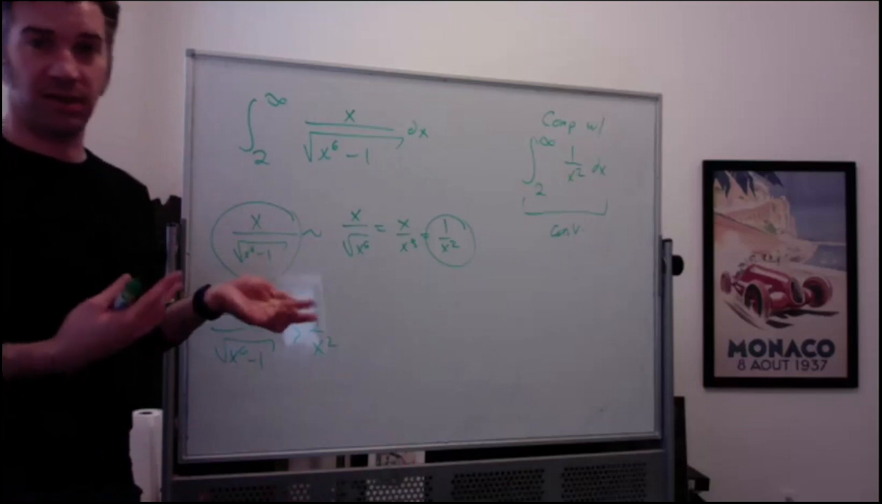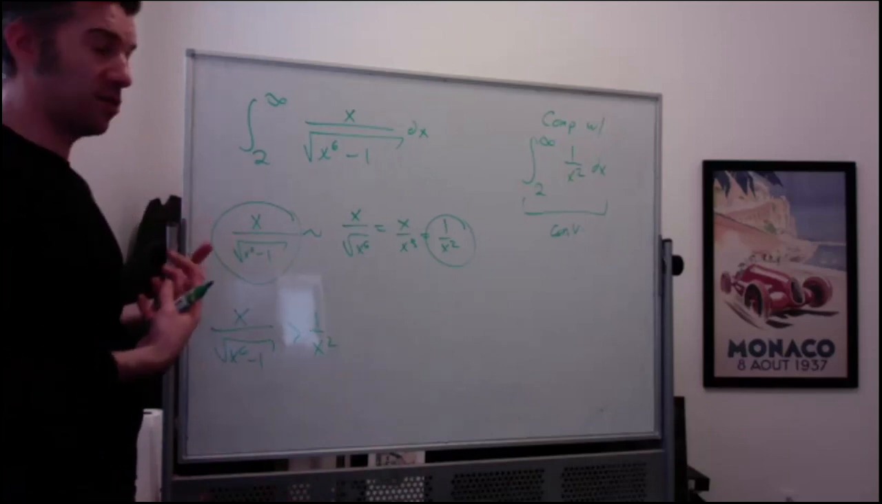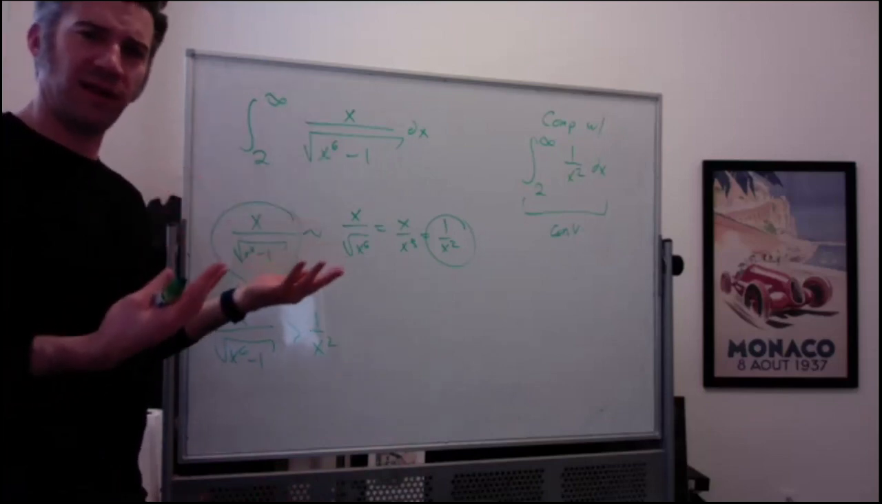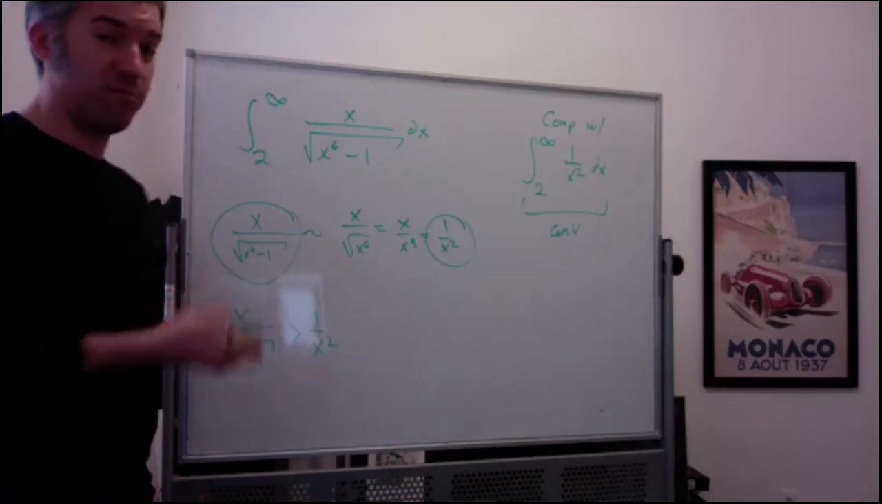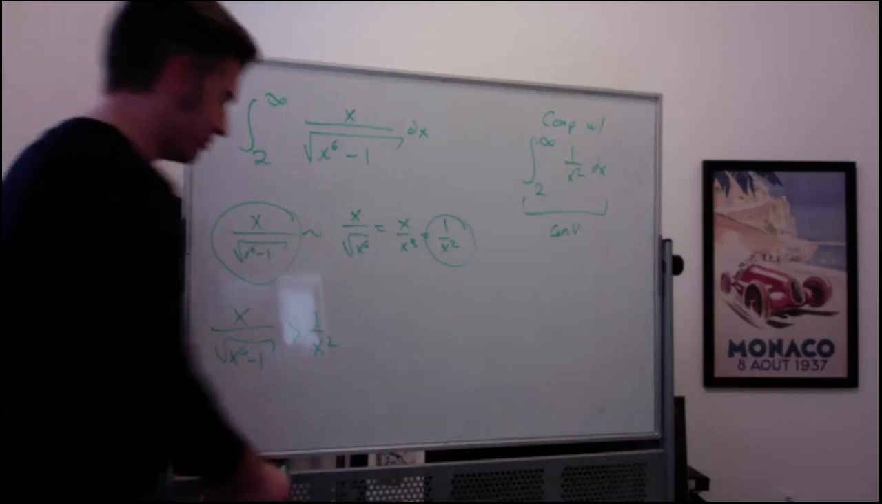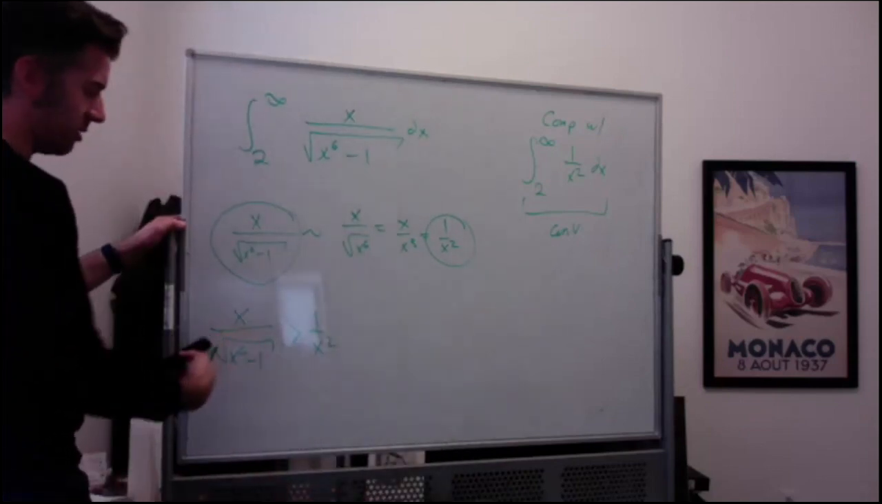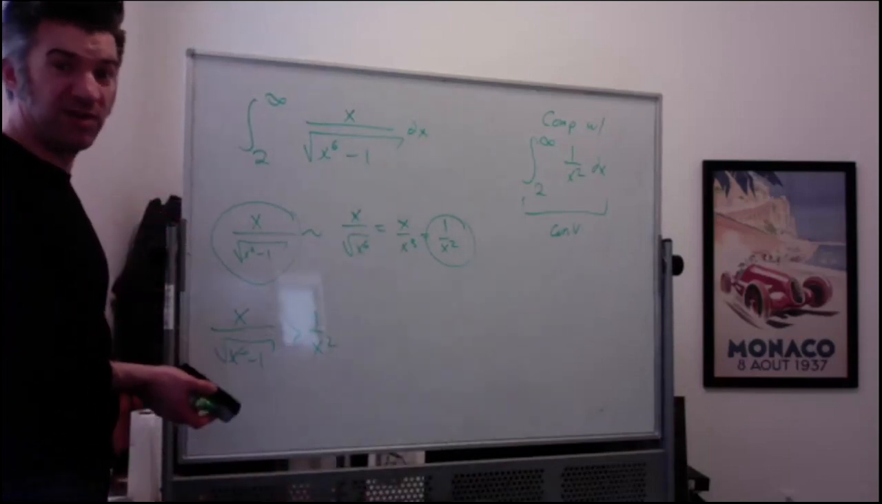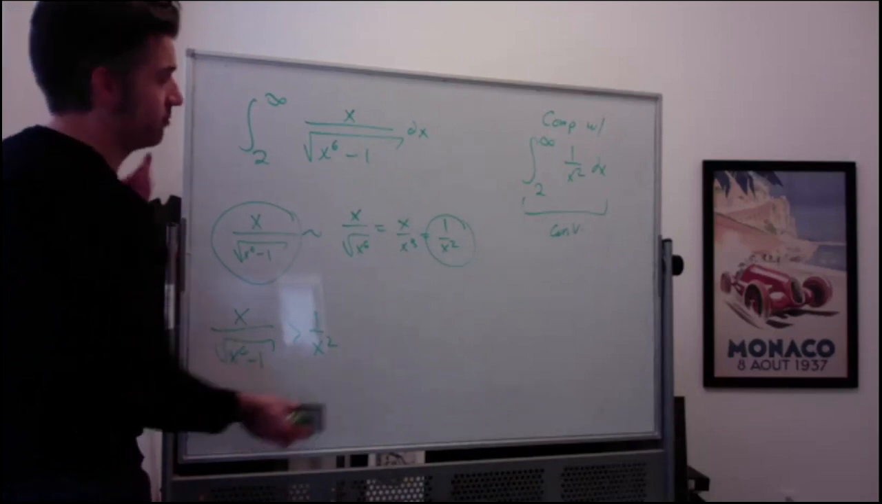You can only use the comparison test in the right way. You can say you're less than something that has finite area, so we also converge. Or you can say you're bigger than something with infinite area, so I also have infinite area. But if you're smaller than something with infinite area, or if you're bigger than something with finite area, we don't know.